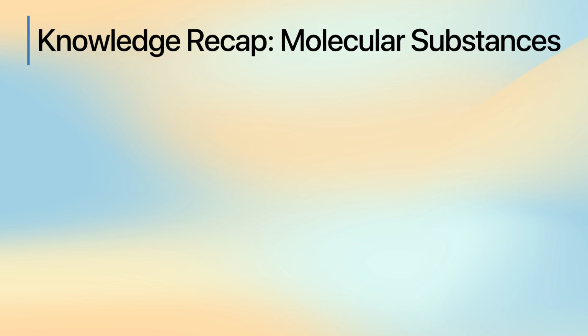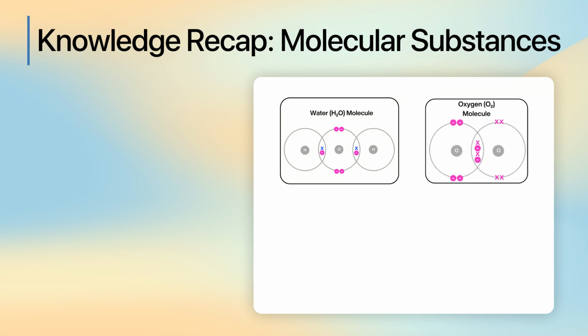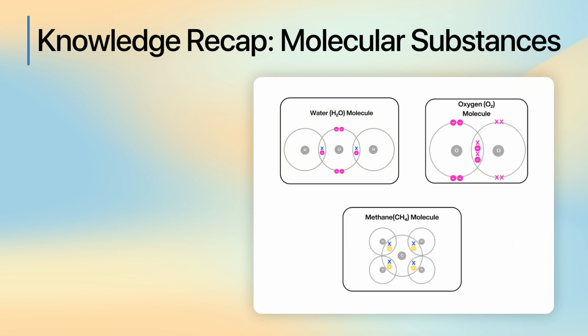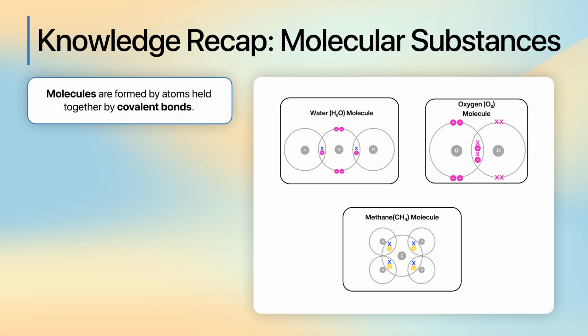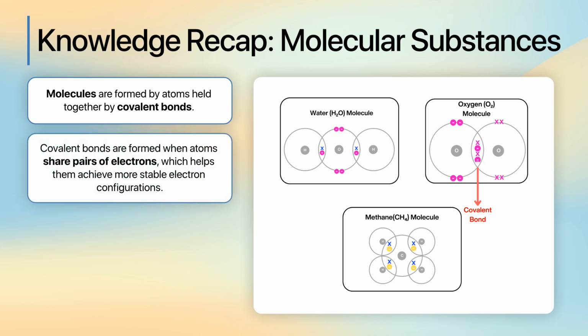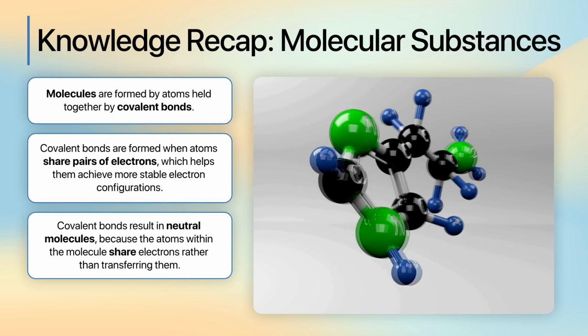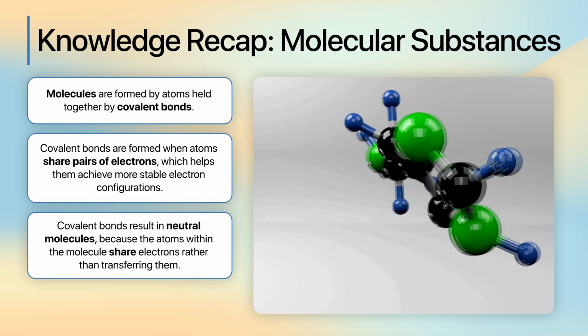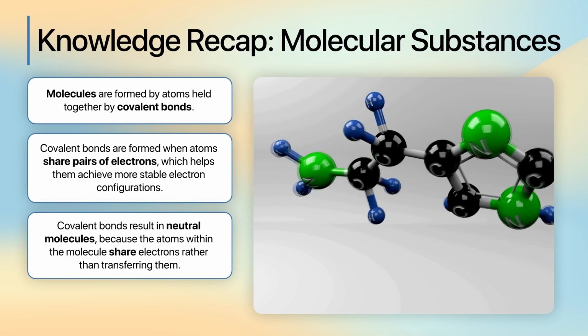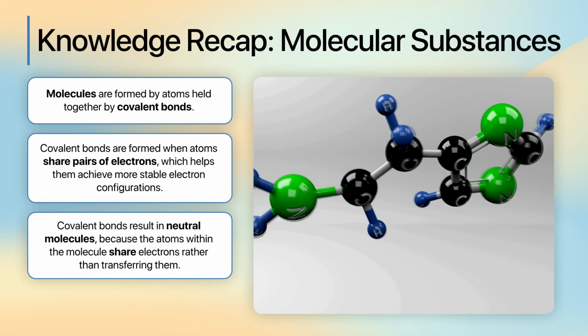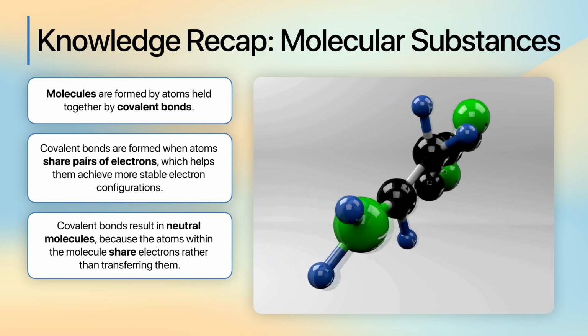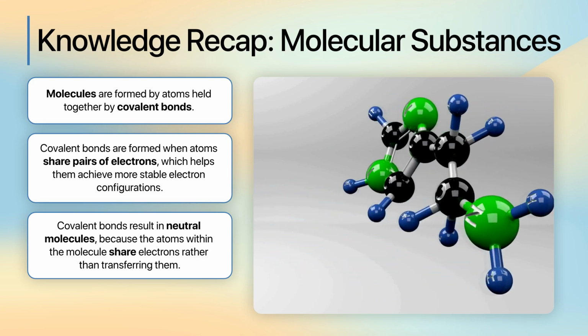Molecular substances, such as water, oxygen, or methane, consist of molecules. These molecules are formed by atoms held together by covalent bonds. Covalent bonds occur when atoms share pairs of electrons, which helps them achieve more stable electron configurations. One essential aspect of covalent bonds is that they result in neutral molecules. A covalent molecule is neutral because the atoms within the molecule share electrons rather than transferring them, which means no overall charge is created.